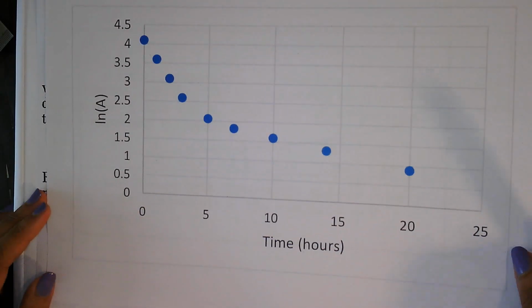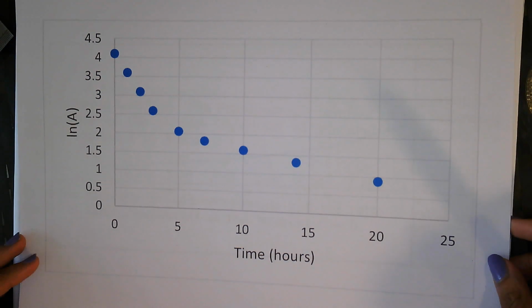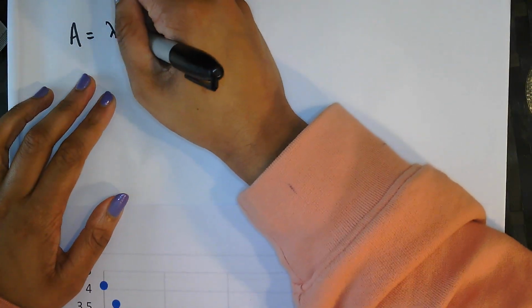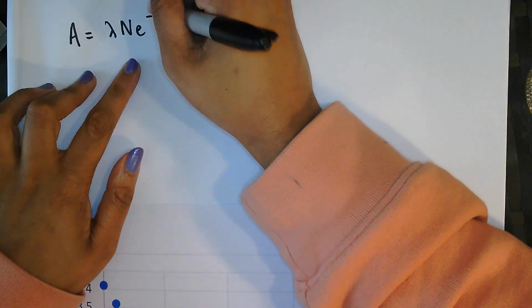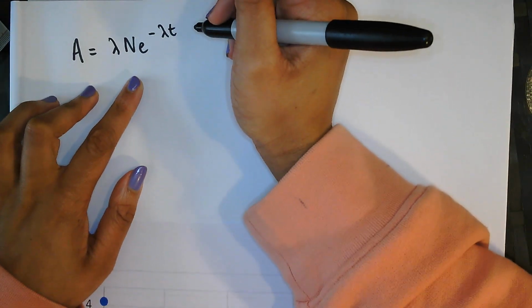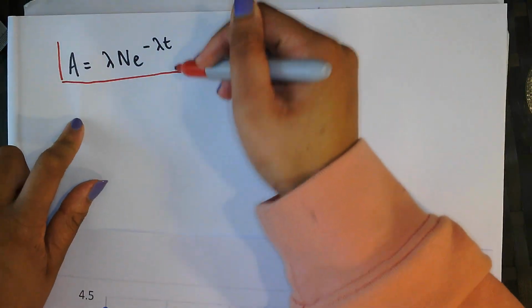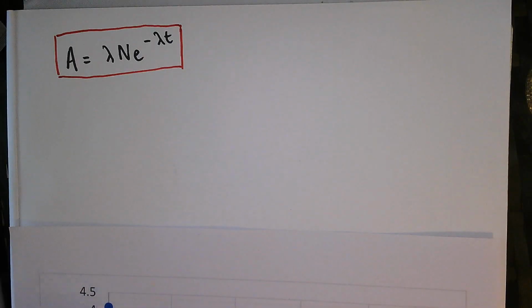If there was just one radioactive component, we know that the general expression for the activity of a sample, activity A, is equal to lambda n e to the power minus lambda t, where lambda is the decay constant of that particular radioactive element and n is the initial number of nuclei in that sample. So that's a general expression for activity.